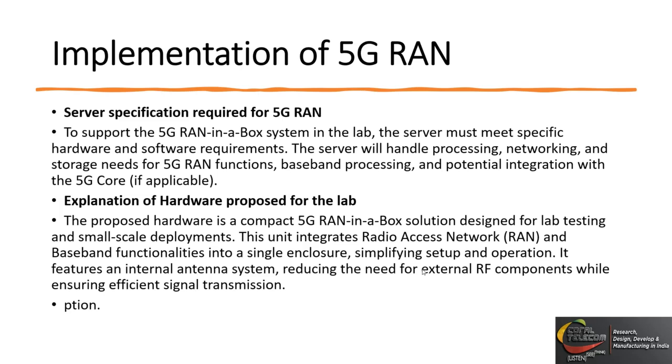This unit integrates the radio access network and the baseband functionality into a single enclosure, simplifying setup and operation. It features an internal antenna system, so all the antennas and RU units are built into the same hardware. You just need to connect the antenna over that, reducing the need for external RF components while ensuring efficient signal transmission.